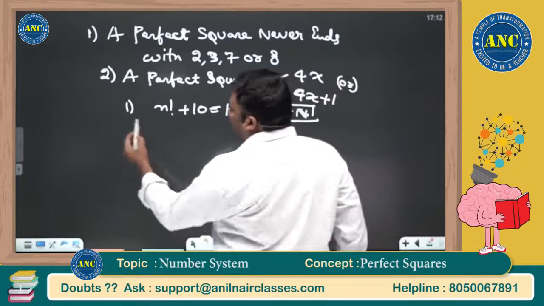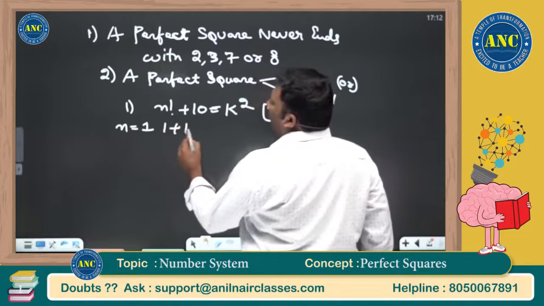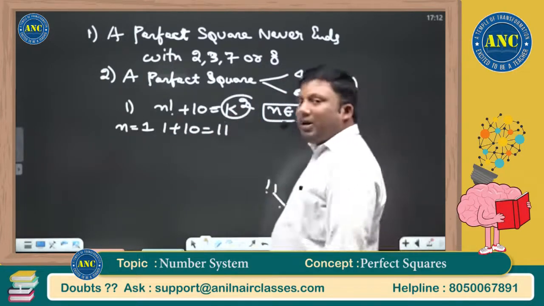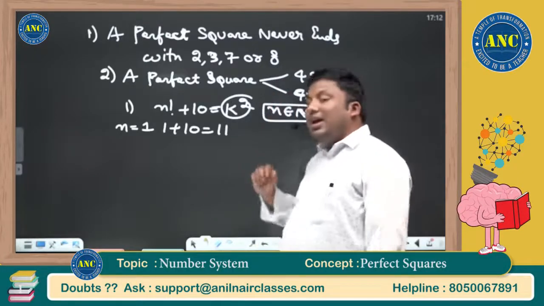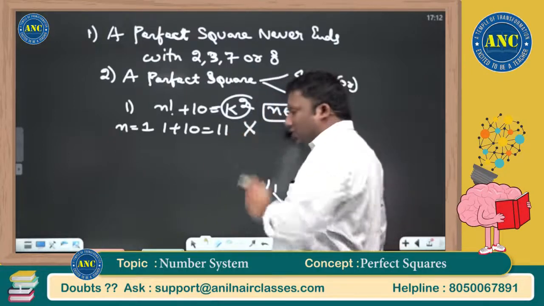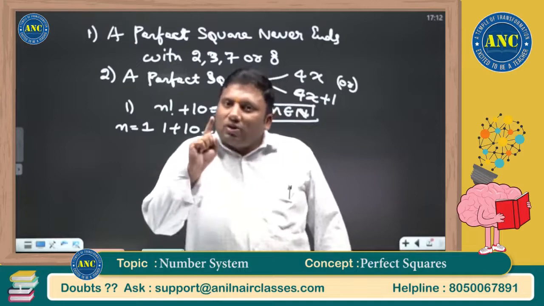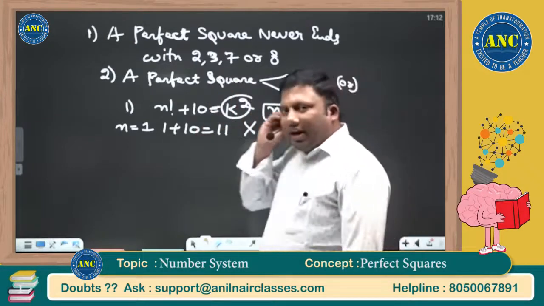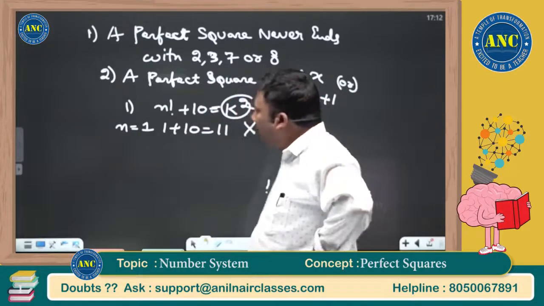Let me first take n value 1. N value 1 gives 1 plus 10 equivalent to 11. A perfect square should always be of the form 4 into something or 4 into something plus 1. 11 is 4 into 2 plus 3. It is not a perfect square. Or please write down in your notebook, any perfect square ending with 1, the tenth digit should be even. 9 square 81, 19 square 361, 29 square 841, 21 square 441.